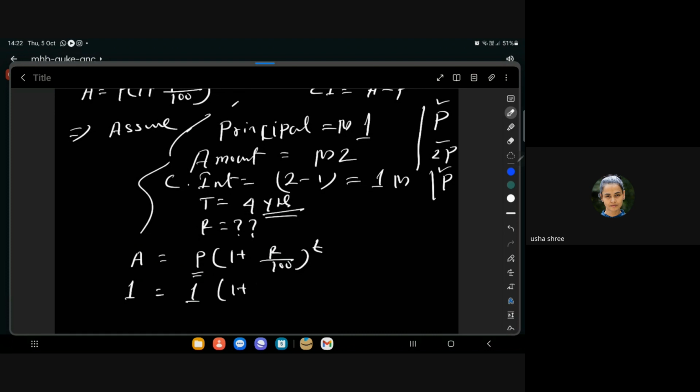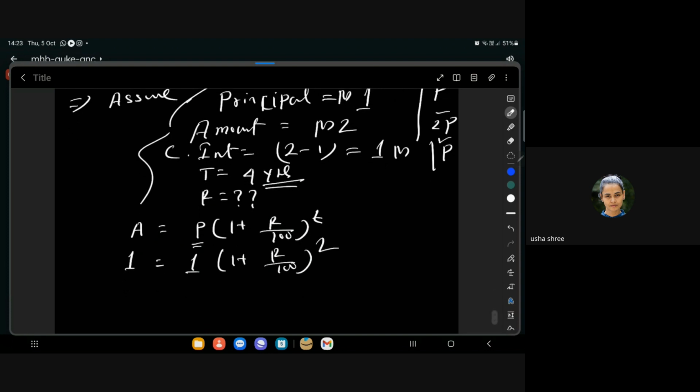Now 1 plus R by 100, to the power 4, years. And the amount is 2P, right? It has doubled. The amount is 2. Sorry, 2P. Yes, it is clear. Thank you. You can write 2 or 2P, anything.